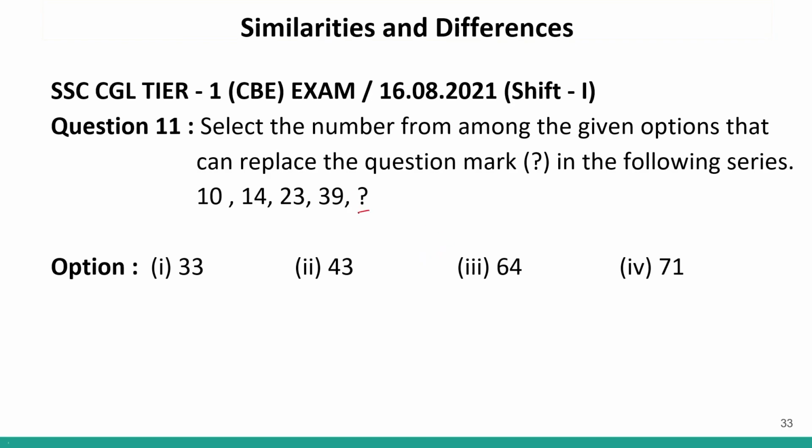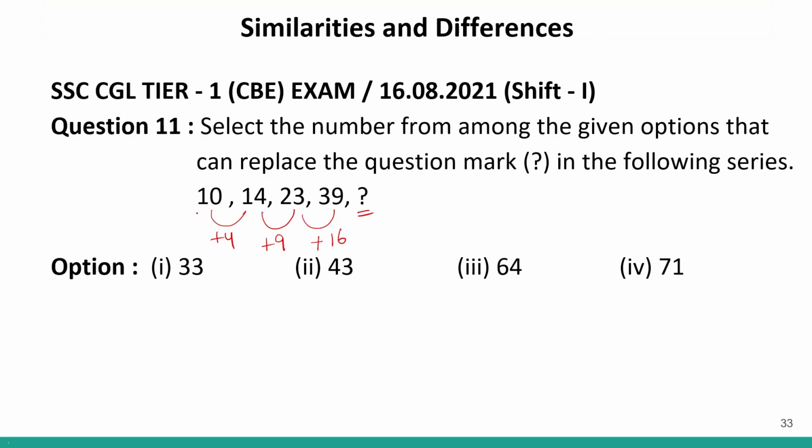Now, again, missing number series, very easy. Here I can see this is plus 4. Okay. This is plus 9. This is plus 16.